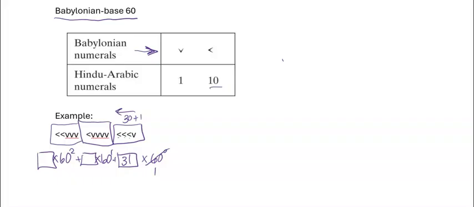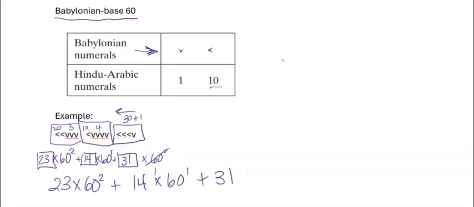So I have 1 10 here, and then I have 1, 2, 3, 4 singles, so that would be a 14. And then here I have 2 10s, which would be 20, and then 3 1s, so I would have 23. And what I end up having then is 23 times 60 to the second, plus 14 times 60 to the first, plus 31 times 60 to the 0 power. And then I can type that into my calculator and get my Hindu Arabic number.